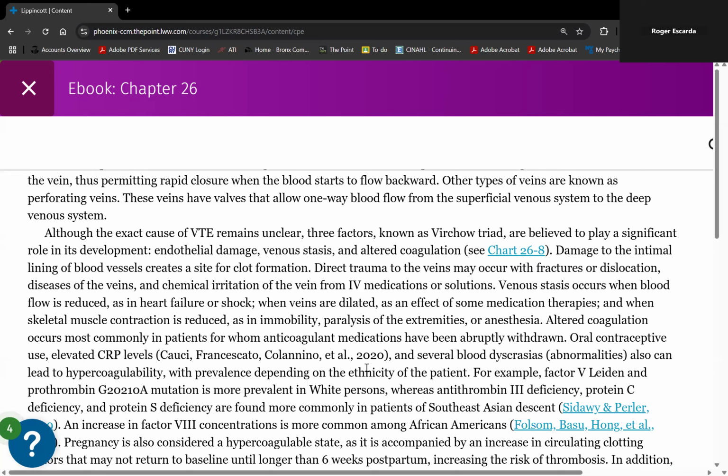Third is altered coagulation, also called hypercoagulability. Conditions such as cancer, smoking, using oral contraceptive pills, for instance, or any other blood disorder that you may have, that's called hypercoagulability or altered coagulation. You form a blood clot.